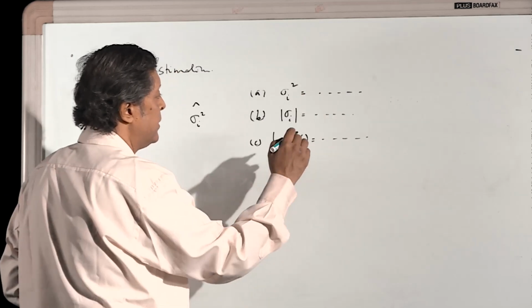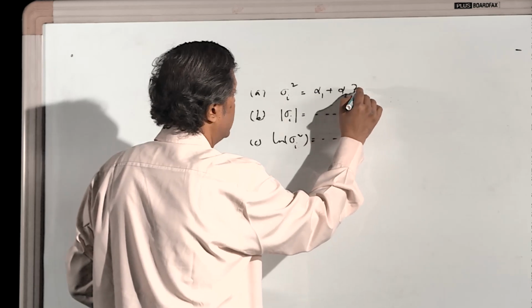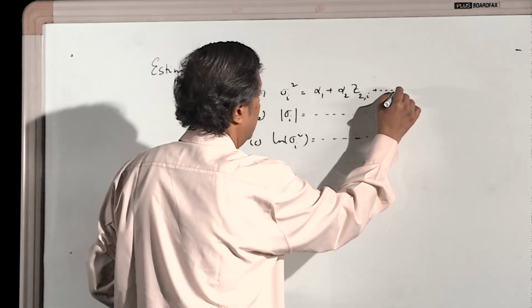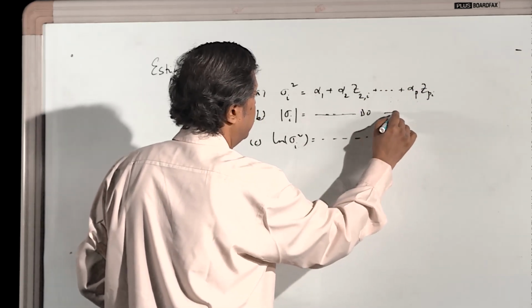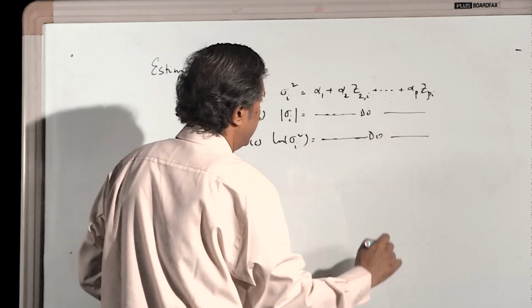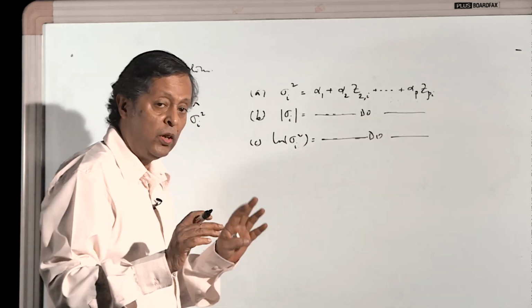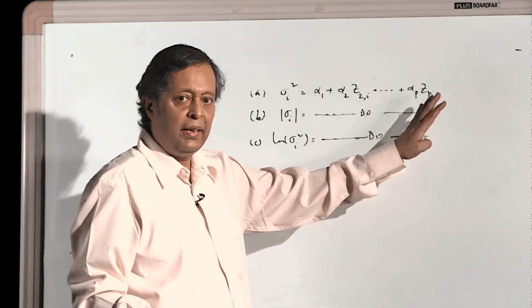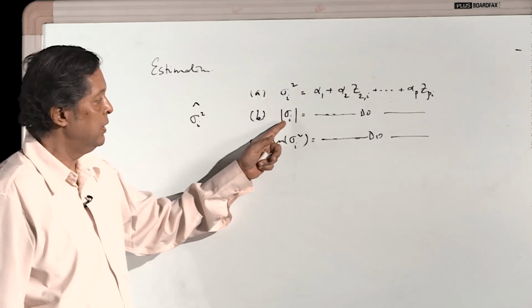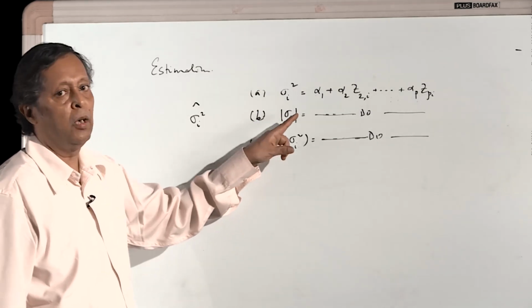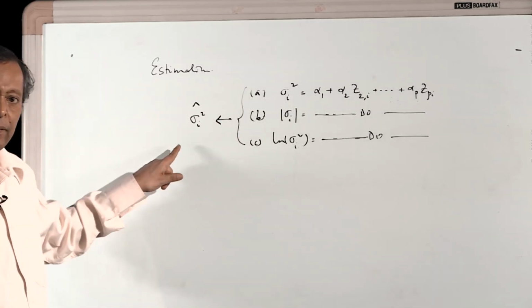Remember this was alpha 1 plus alpha 2 z2i up to alpha p zpi. I am not writing it again because it is the same. So, if these are not rejected, H naught means each of these is 0. If it is not rejected, then this estimated regression will actually give us an estimate of sigma i square or an estimate of mod sigma i or an estimate of logarithm of sigma i square. From either of these, we can obtain the estimate of sigma i square.